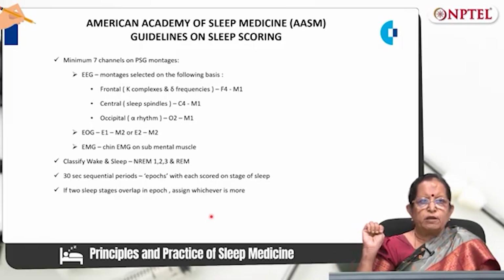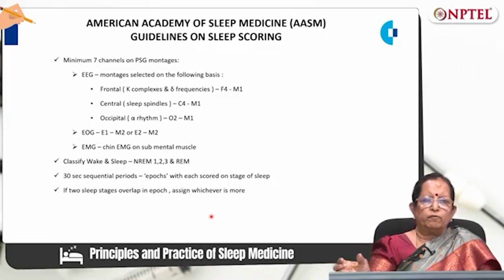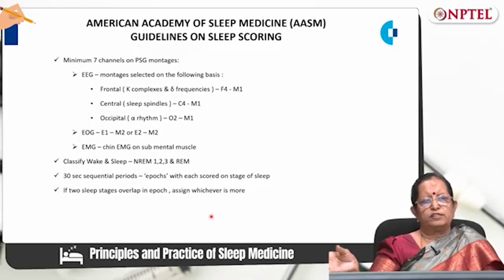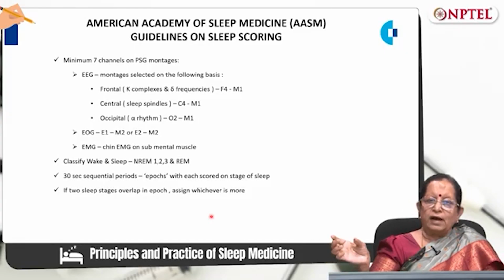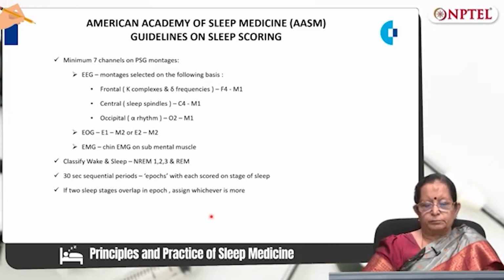They suggest a minimum of 7 channels to record the polysomnography. We need to classify wake and sleep depending on the sleep stages. Then we have to know the term epoch. Epoch is nothing but a 30-second period where you need to stage the sleep. If two sleep stages overlap in an epoch, assign whichever is more.